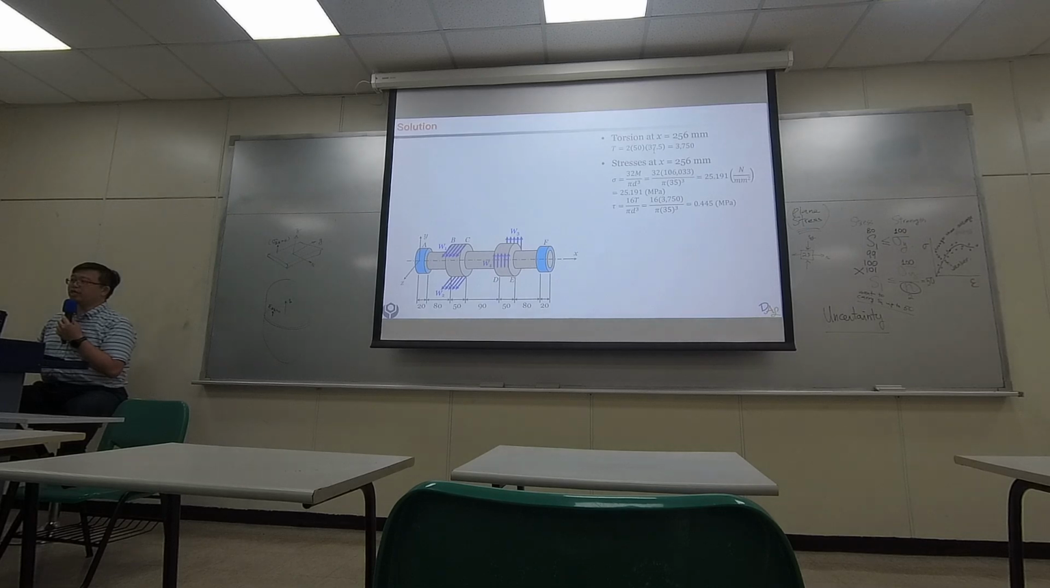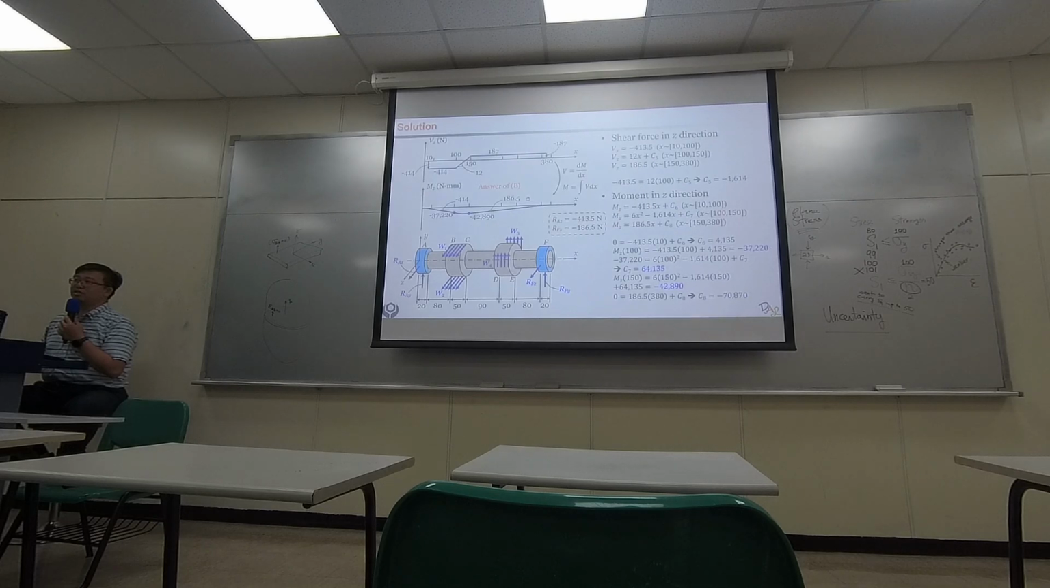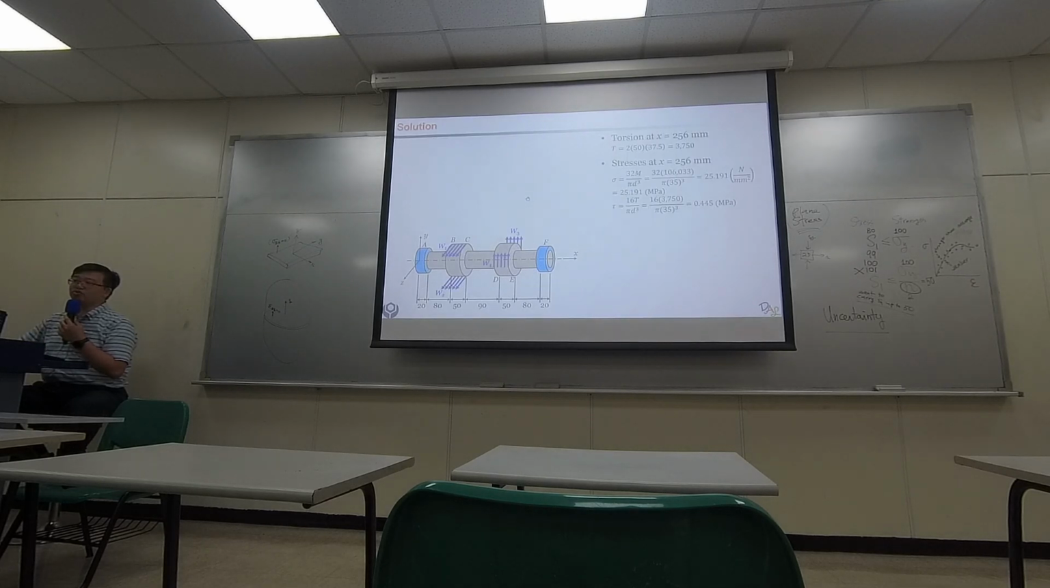So we will basically focus on W3 and W4. W3 is 15, W4 is 13. So the difference of them is 2, right? So 2 Newton per millimeter. But how many millimeters? 50. So 2 times 50. This is the force difference. What will be the radius? Radius is 37.5. So that would be the torque right here.